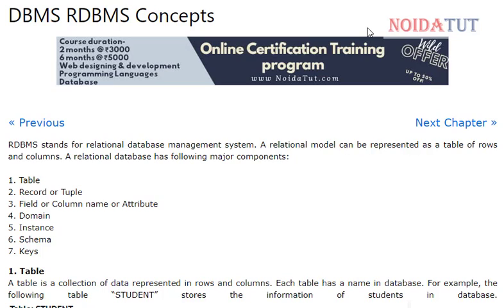Just like ER model, in ER model we used to draw the ER diagram, that is entity relationship diagram, how an entity is related to other entity and how different properties are working with that. Now proceeding with the RDBMS, it is relational database management system. That means we have a relational model that can be represented as a table of rows and columns.